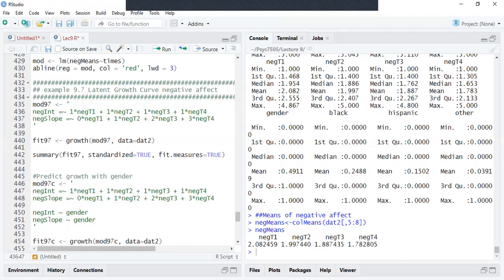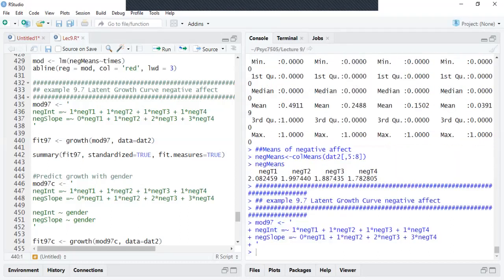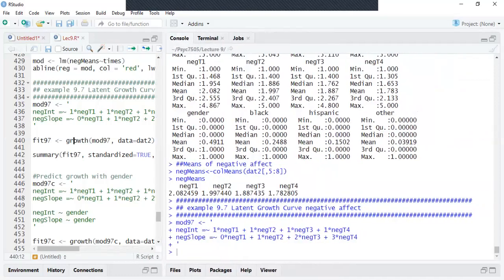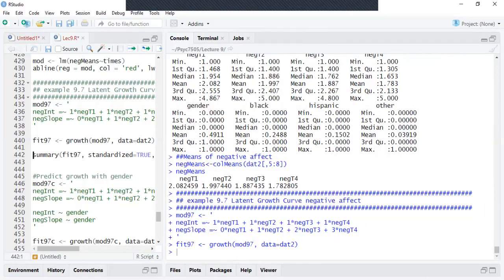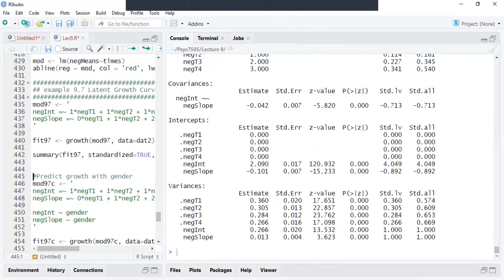I'm not including anything about residuals or intercepts or anything else, and there's a reason for that, so let me just enter this in. The reason is lavaan has a function called growth that will put all the necessary constraints for a growth model into place. So we say growth, our model and our data, and then we ask for a summary of that model.